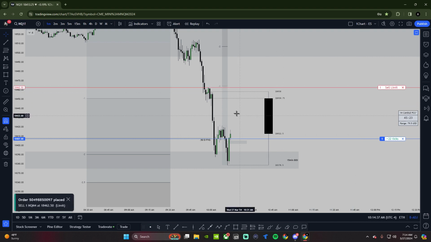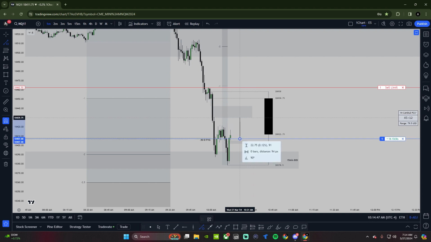Now, let's say you guys don't want to target this high. Target this imbalance. Because that's a bearish imbalance, you would expect this bearish imbalance to act as resistance. That's 23 points right there, actually. So with one mini right now that I'm using, that's like $450.